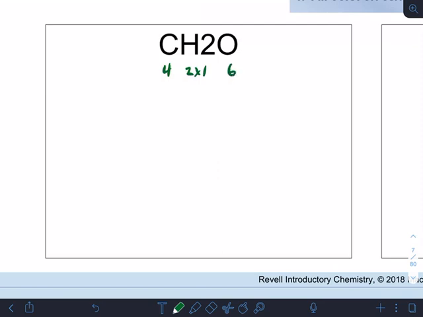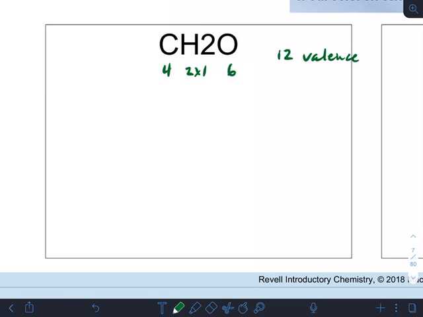The first step is to total the valence electrons. So there's 4 for the carbon, 2 times 1 for the hydrogens, and 6 for the oxygen. So 4 plus 2 is 6, plus another 6 gives us 12. Now I'm going to draw a symmetrical molecule.